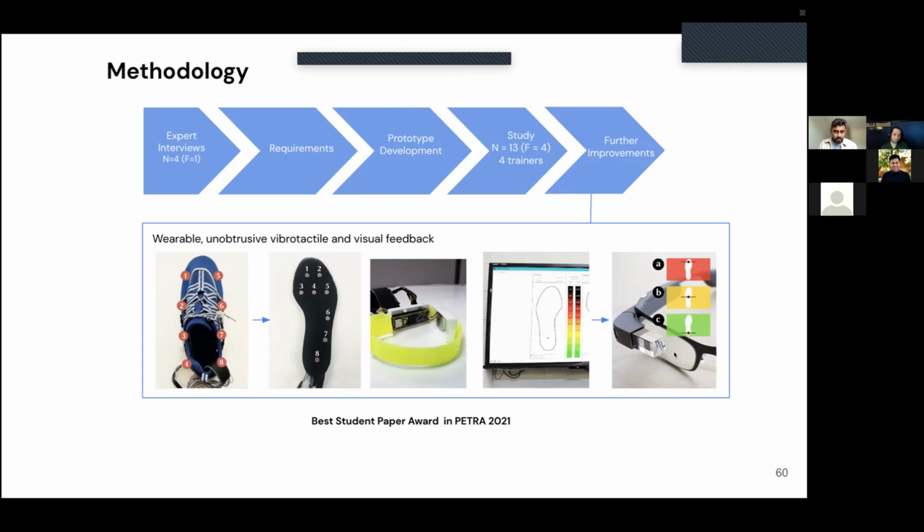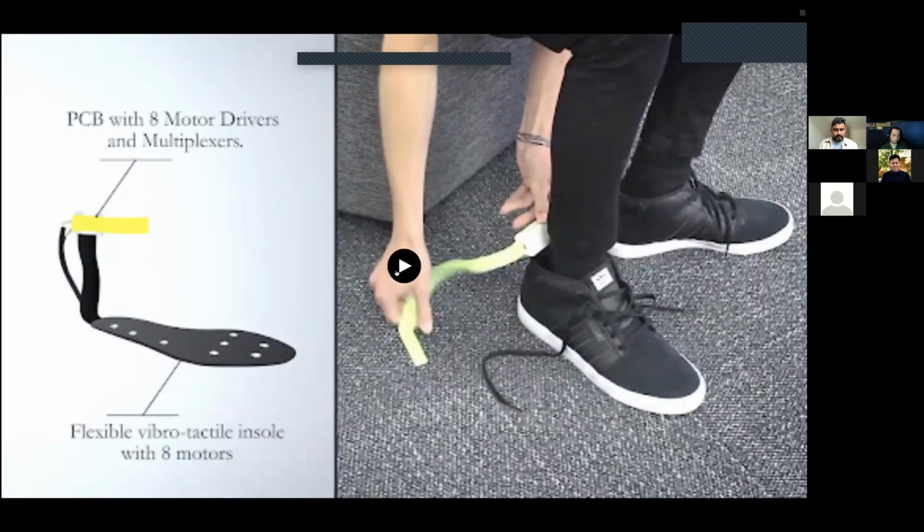Now we used the paracentric vision of the Google Glass to provide the visual feedback of the center of pressure. In that way, users do not occlude the background vision, because now they can see the center of pressure visual feedback by using the paracentric vision. And we published this work in Petra 2021, where we won the Best Student Paper Award. So let's look at how we developed this GymSoles++.